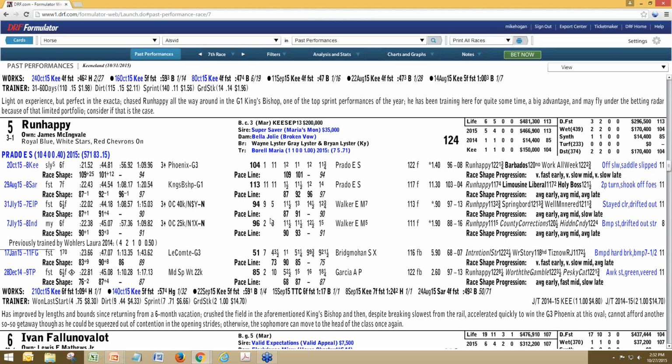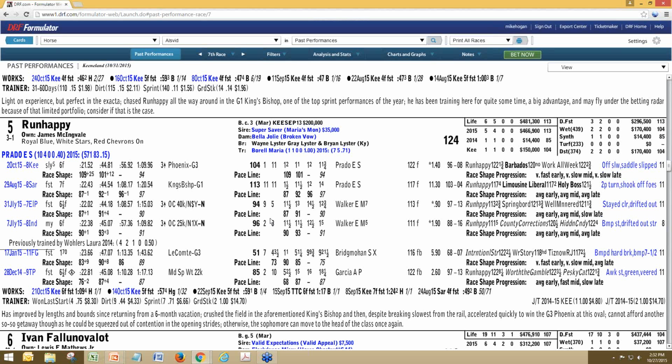So the object was to keep Run Happy happy, to keep him from getting slop kicked in his face, and from the 1 post to get him out there early, even against horses like Work All Week, who's the defending champ in the Breeders' Cup Sprint, who was an extremely fast horse himself early. The problem was when the gates opened, Run Happy didn't break especially quickly. In fact, I think he was last away from the gate.